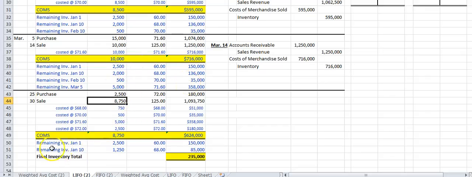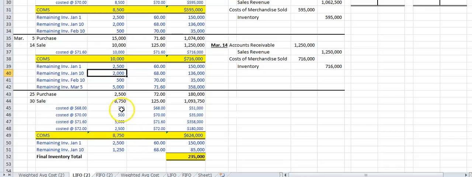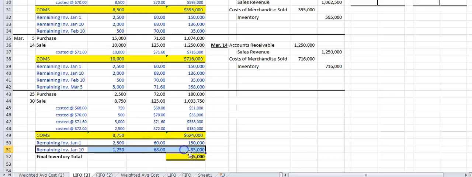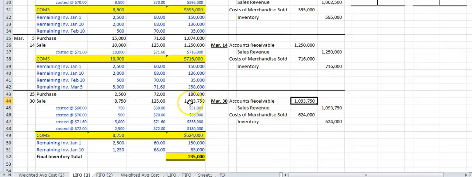And then we have remaining units. We have all the full January 1 layer here of 2,500. And of this 2,000, we use 750, right? So we're going to have 1,250 left at 68. And my ending inventory will be 235, right? These two. And let's just show the entry for this one here. Accounts receivable 1,093,750. That's the sales revenue as well. And the cost of merchandise sold of 624. Okay, so those are all the entries.